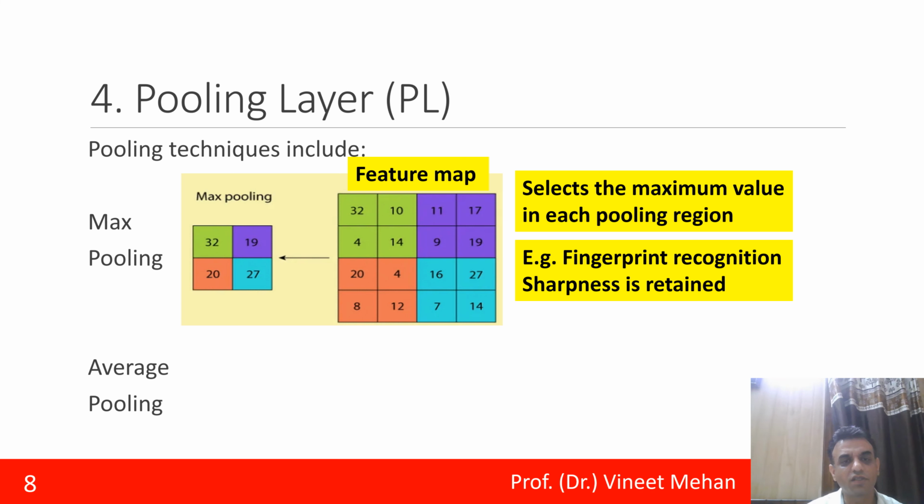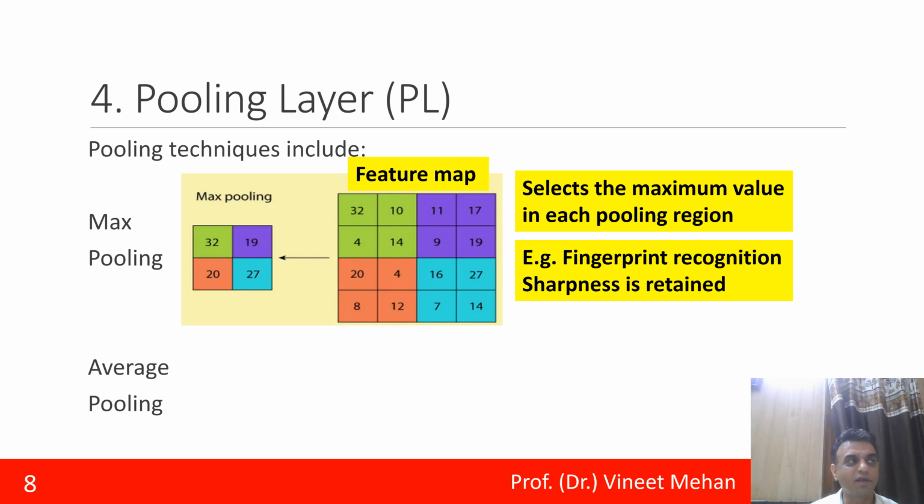That is, in the first region, if you see the green part, the maximum element is 32. So we'll find the maximum element and we'll place it in the box. Similarly, for the second region, the maximum element is 19. For the third region, the maximum element is 20. For the fourth region, the maximum element is 27. So a 4 by 4 feature map is replaced by a 2 by 2 grid. So automatically the spatial dimensions are reduced. When the spatial dimensions are reduced, complexity is reduced.